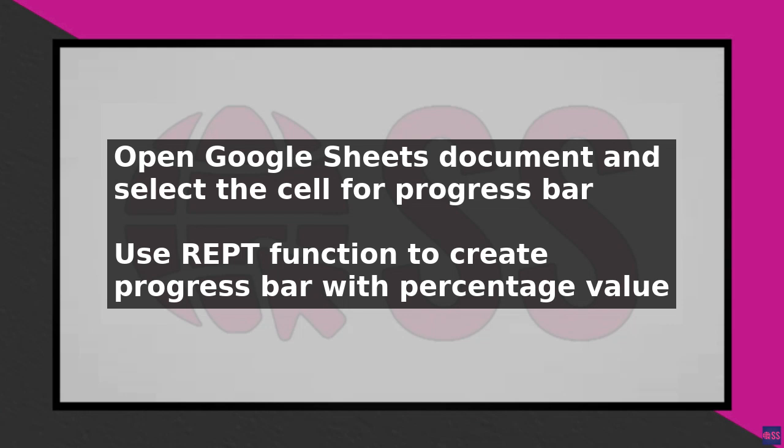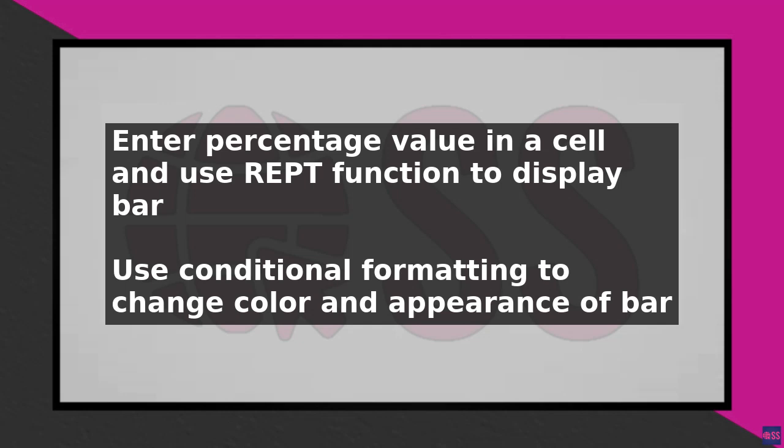First, enter the percentage value that you want to display as the progress in a cell, for example, cell A1. Then, in the cell where you want to display the progress bar, enter the formula REPT("bar", A1). The REPT function repeats the text inside the quotes the number of times specified by the value in cell A1.